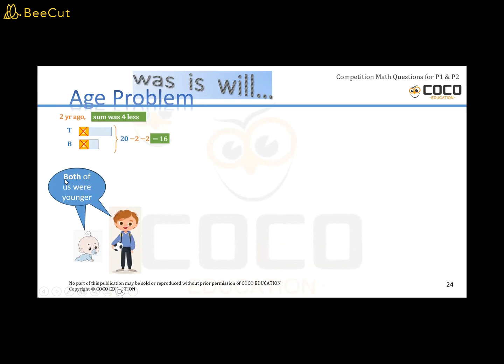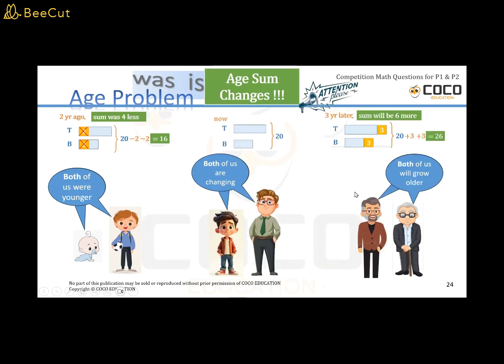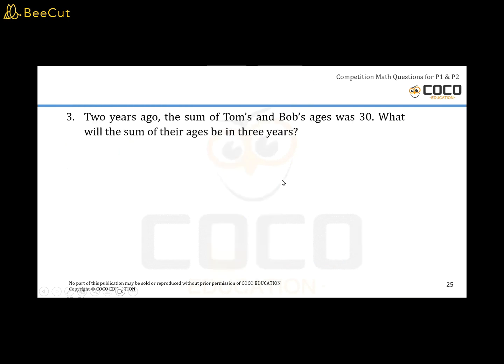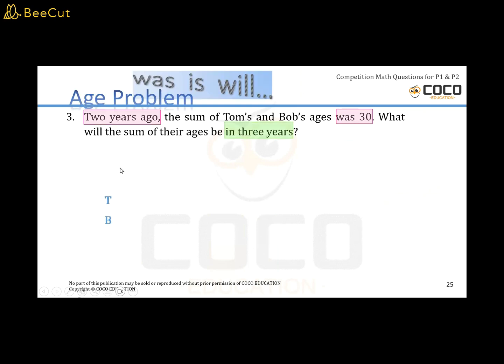What did we find? If you want to think about the sum of the ages, both of them are changing. If there are 2 persons, the sum will change doubly. Let's hold the idea to solve some questions. Let's draw a model. Tom and Bob 2 years ago was 30.